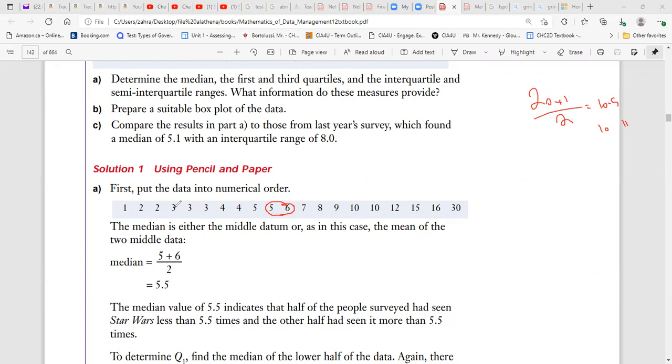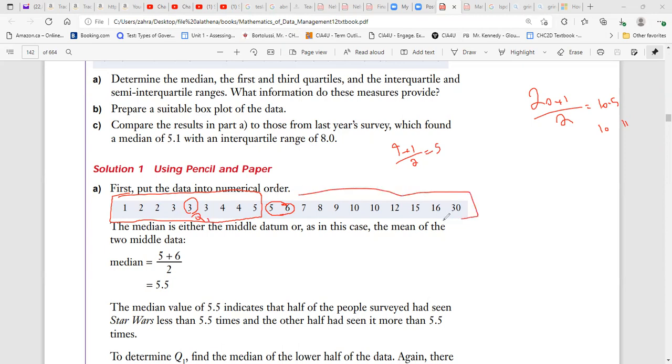Now, you want to find the Q1. For Q1, you just look at the lower half. Find the midpoint. 1, 2, 3, 4, 5, 6, 7, 8, 9. 9 plus 1 divided by 2 is 5. So the fifth data, 1, 2, 3, 4, 5. So here, it's going to be Q1. And this is the Q2.